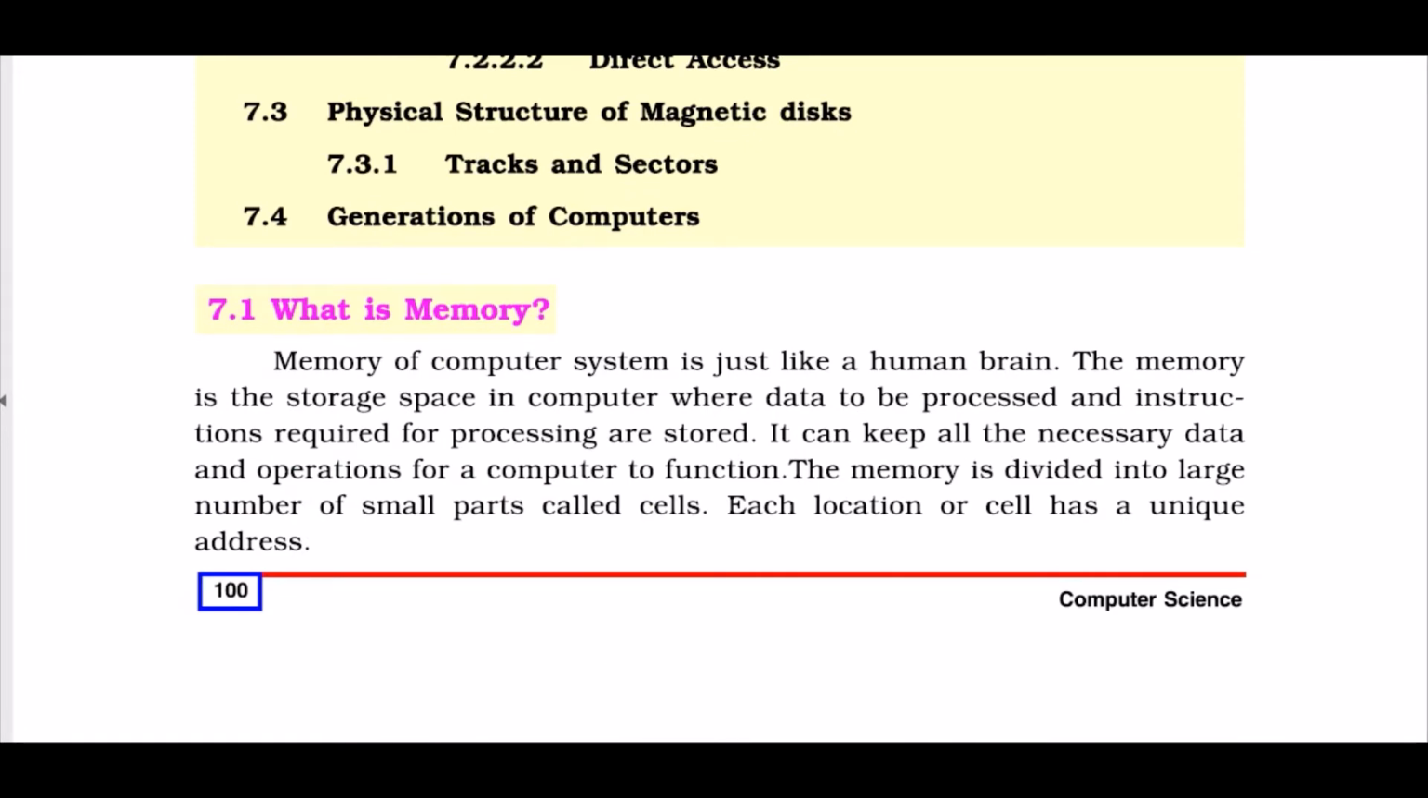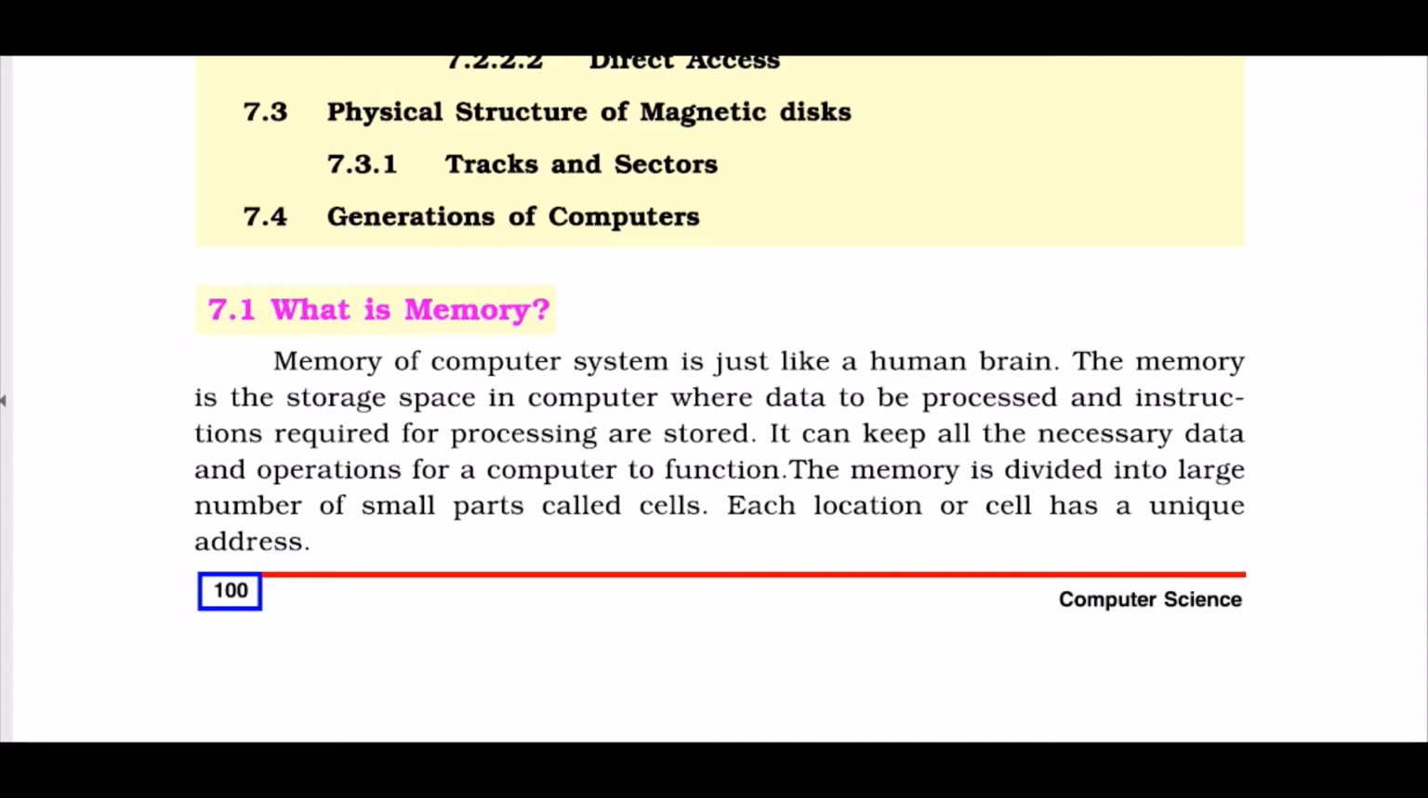Now, what do we say about memory? It remembers things that you have done in the past, your good or bad memories. The same way, memory of a computer system is just like a human brain. The memory is a storage space in computer where data to be processed and instructions required for processing are stored.